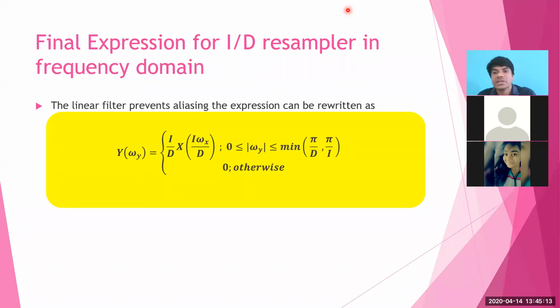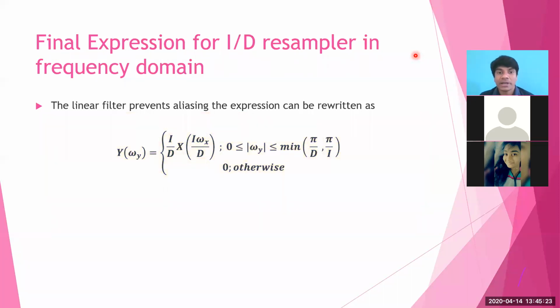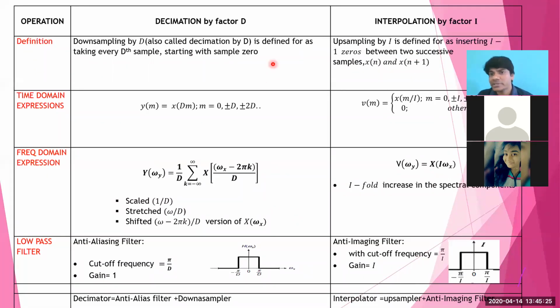So now once again I'll just give you the summary of this. Just watch it closely. First let me begin with the decimation process. As you can see here, it's decimation or downsampling by a factor D. Means we are either taking every D-th sample, or we are dropping D-1 samples between successive samples. This is the time domain representation of it.